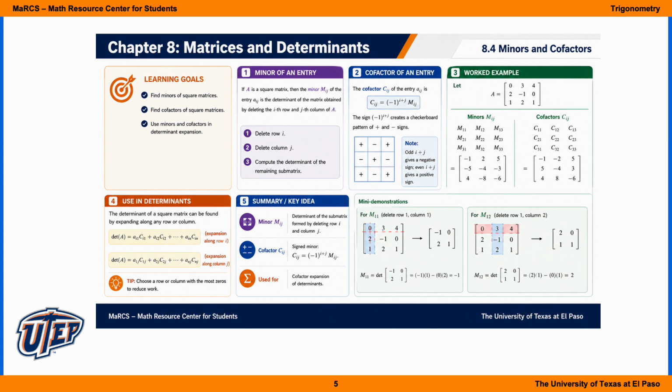If A is a square matrix, then the minor Mij of the entry Aij is the determinant of the matrix obtained by deleting the ith row and the jth column of A. So in order to compute the minor of an entry, first we delete row i, then we delete column j, and then we can compute the determinant of the remaining submatrix.